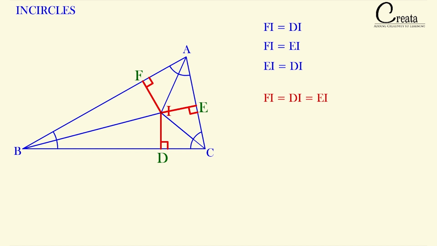So can we draw a circle with center as I, that is incenter, and the radius as IE, IF and ID? Okay, got it. This circle is known as incircle, and IE, ID and IF are known as the inradius. The incircle touches the three sides of the triangle and it is inside the triangle. This is a very important concept. So we have covered incircle, inradius and incenter.